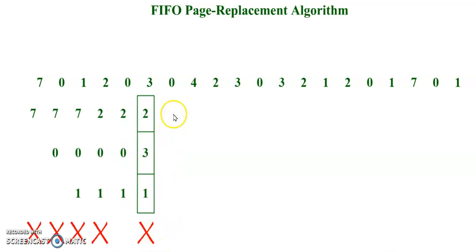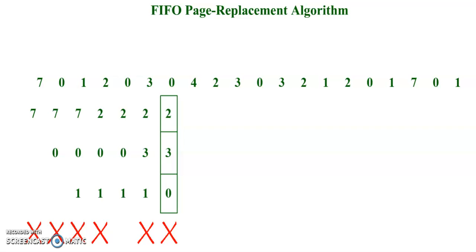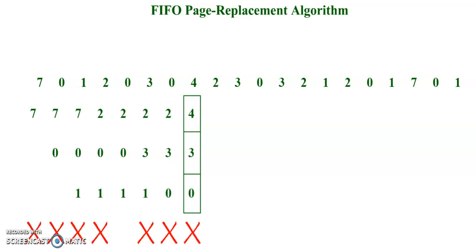a page fault. Now we are going to insert 0, so we have to look for another oldest frame. So 1 is going to be the oldest, so we are going to replace 1 with 0, and now we are going to insert the next element 4. We have to look for another oldest frame, which is going to be 2, so I am going to replace 2 with 4.